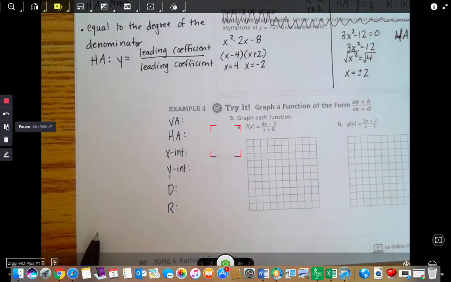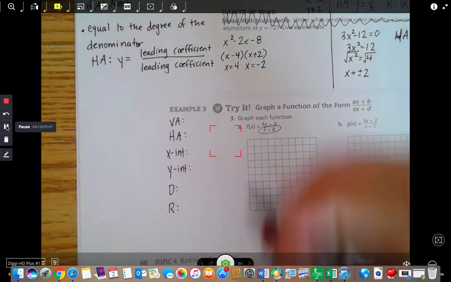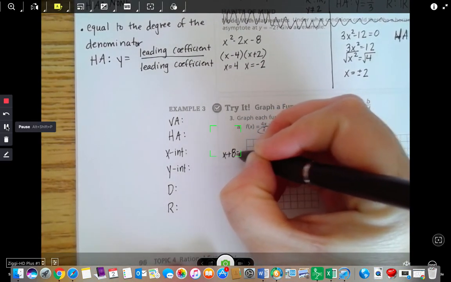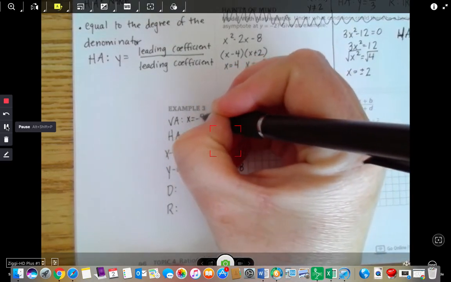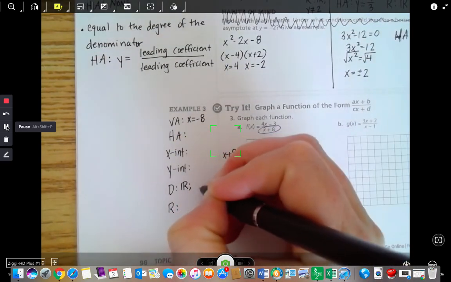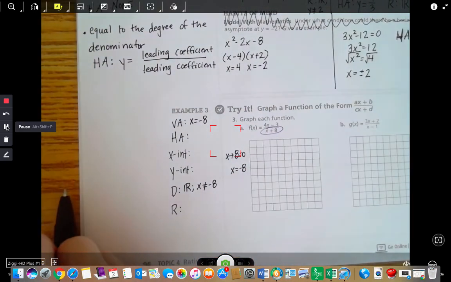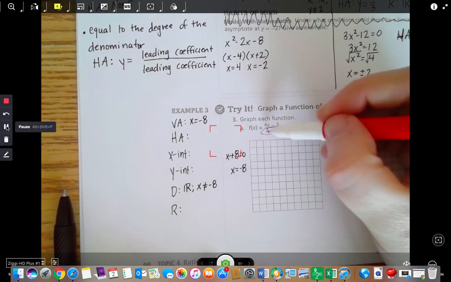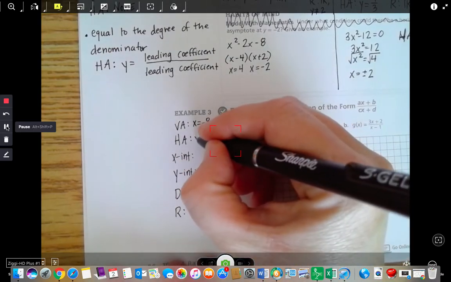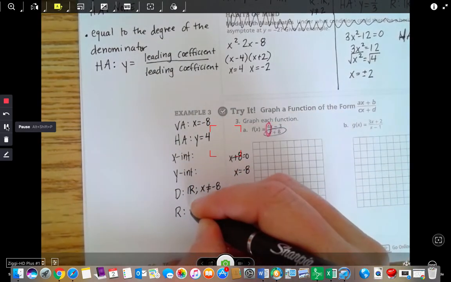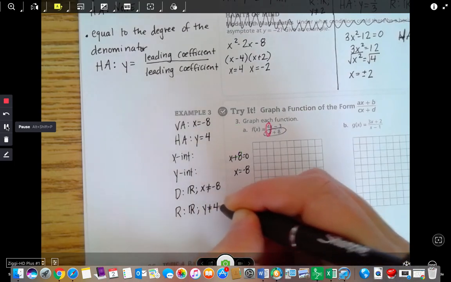Alright, same thing right here. We're going to take our vertical asymptote, x plus 8 equals 0, so x equals -8. That also tells me my domain. Now I've got my horizontal asymptote. These are the same degree, so we're going to say it's 4 over 1. So that means y is equal to 4. Range is all real numbers except y cannot equal 4.